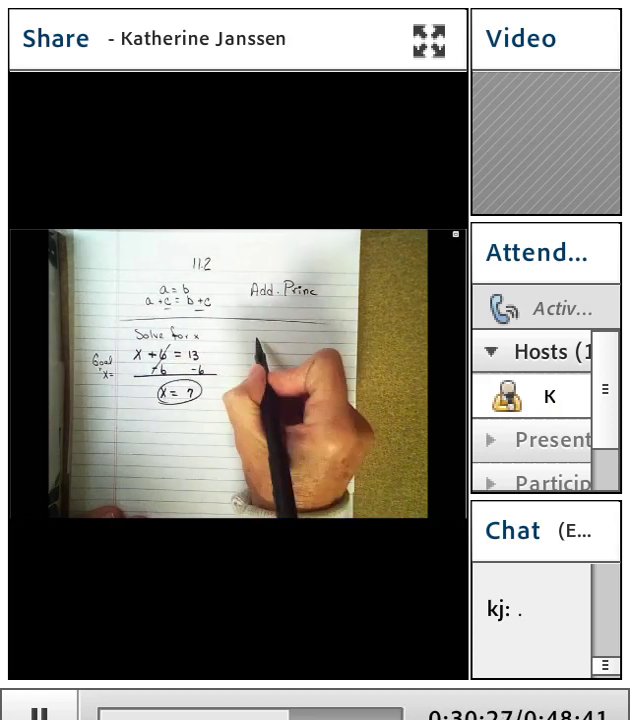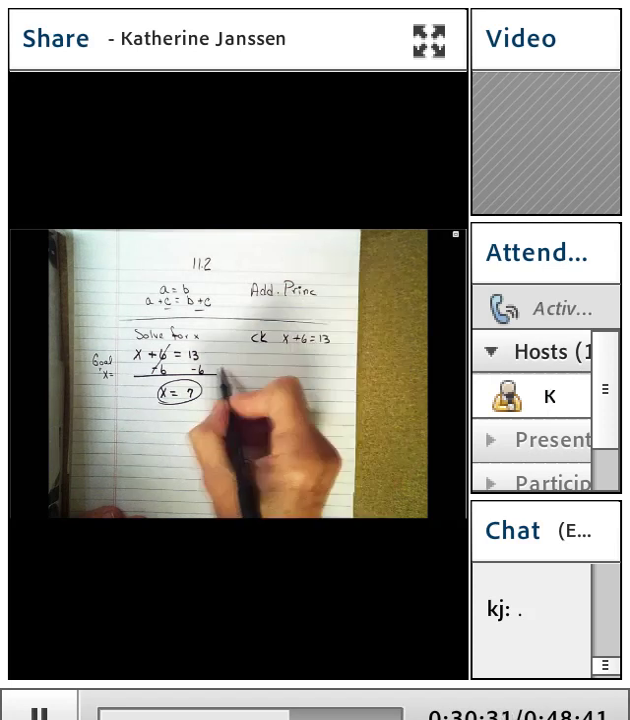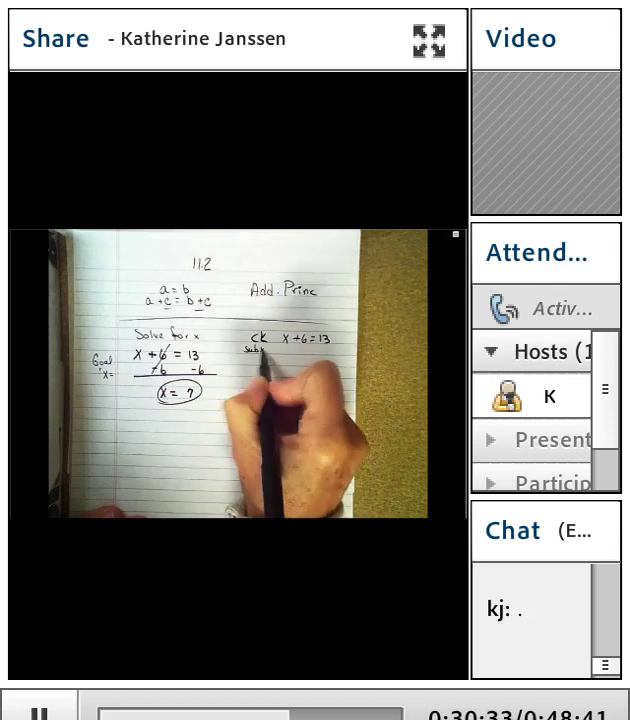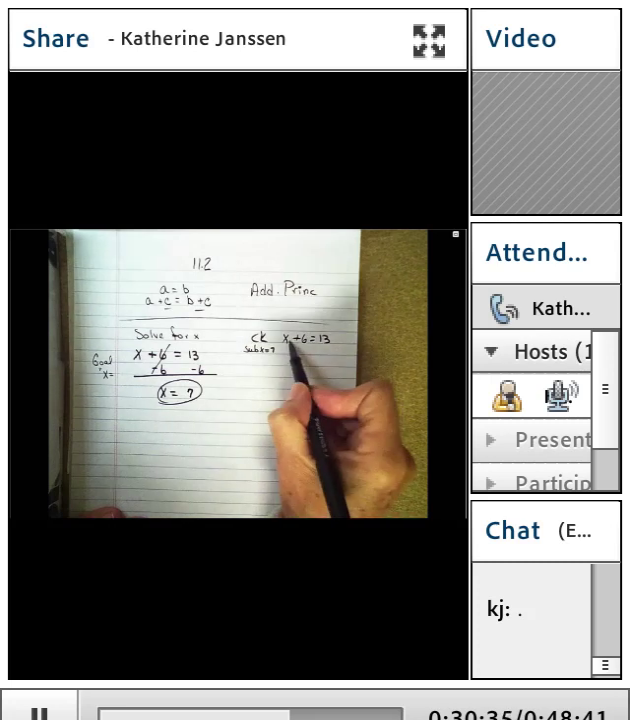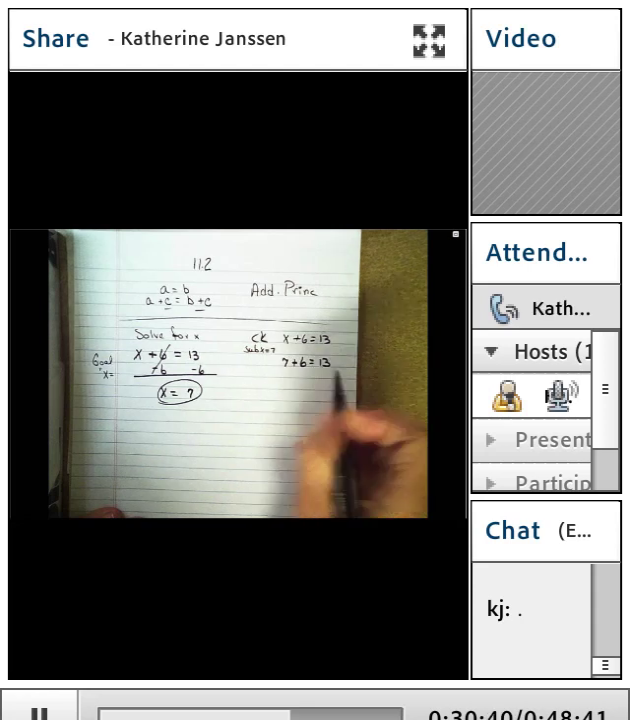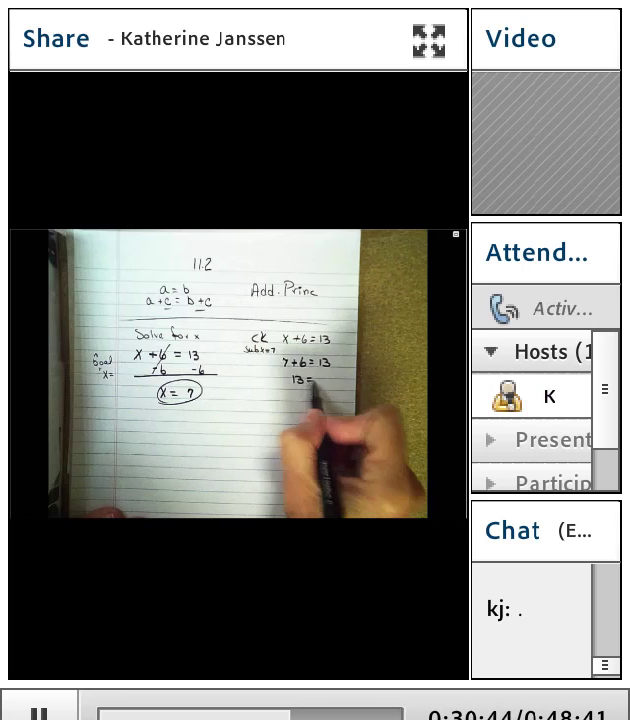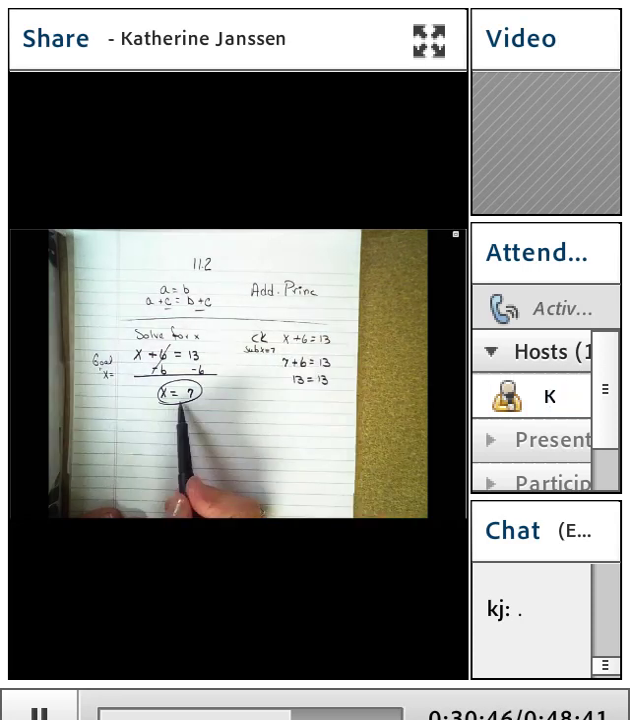Let's check. X plus 6 equals 13. And our answer is, we're going to substitute x equals 7. So for every occurrence of x, I'm going to substitute 7. 7 plus 6 is 13. That equals 13. So sure enough, your answer is correct.